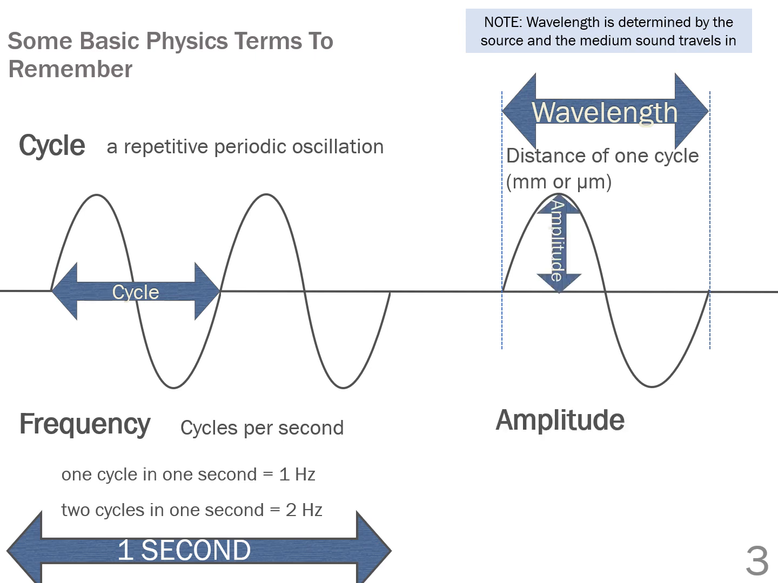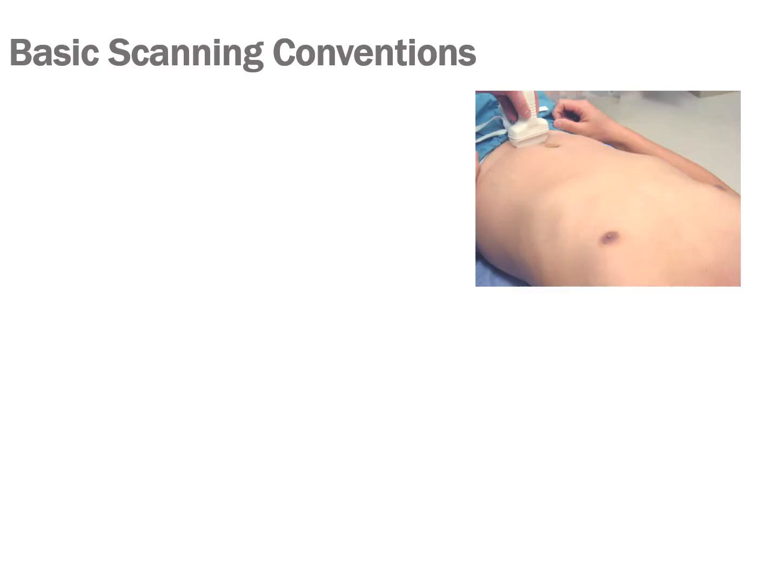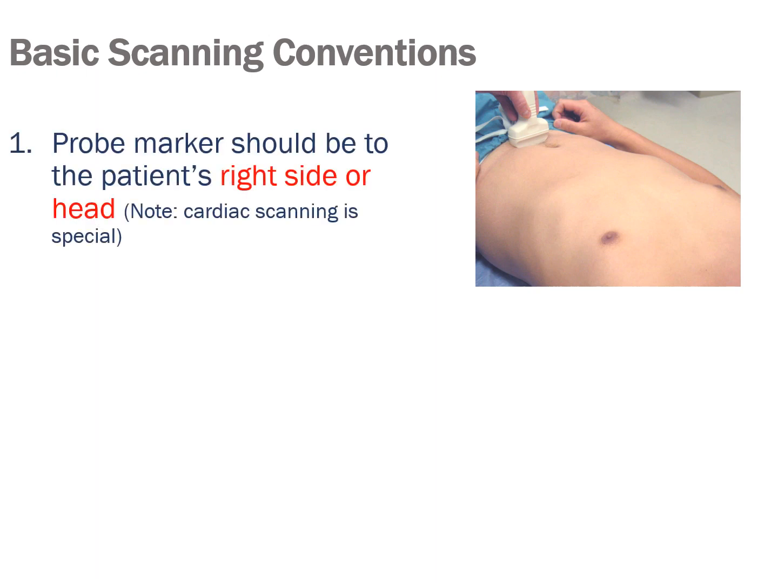When we look at the height of the cycle that the sound is producing through the crystals, that's known as amplitude. And we won't get too much further into the physics of this, but this is a square root of the intensity or power, which is in decibels. Some of these things help understand why the probes are unique for each tool and why you have to select the right tool. Also, if you get to a more expensive machine than the handheld, you'll also understand why some of the buttons will help you adjust some of those parameters.